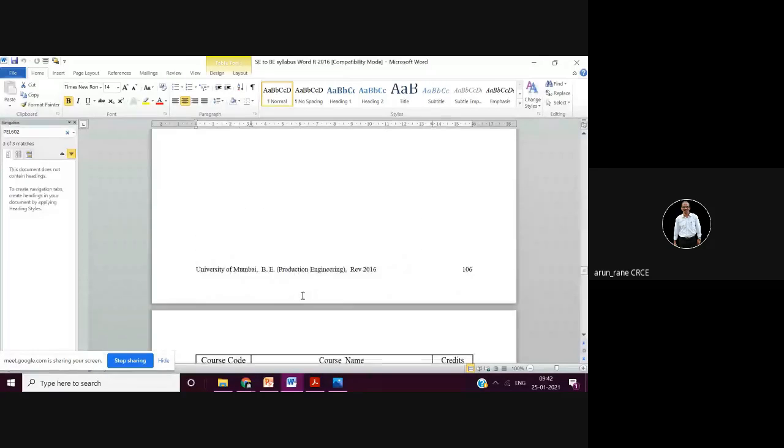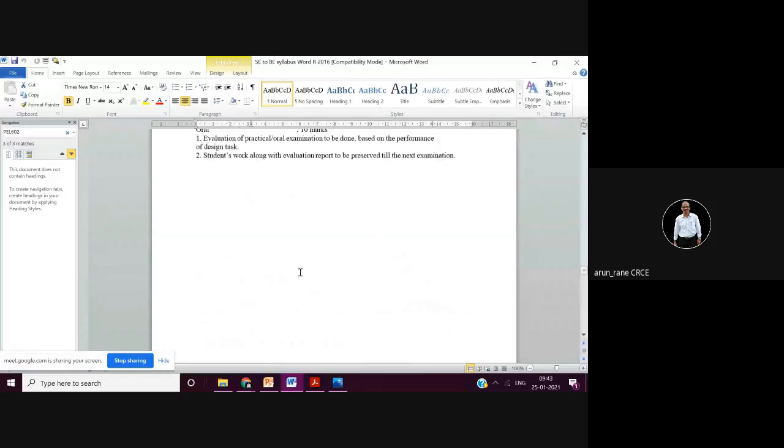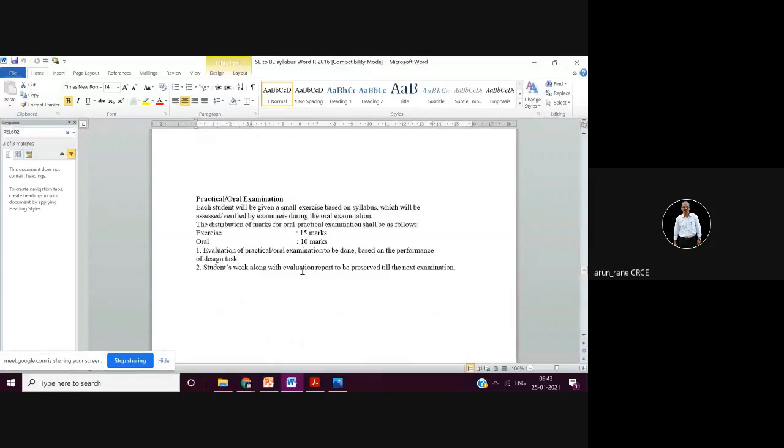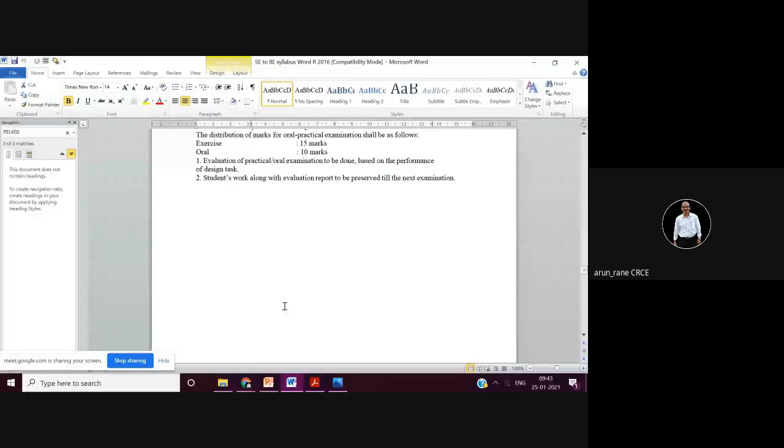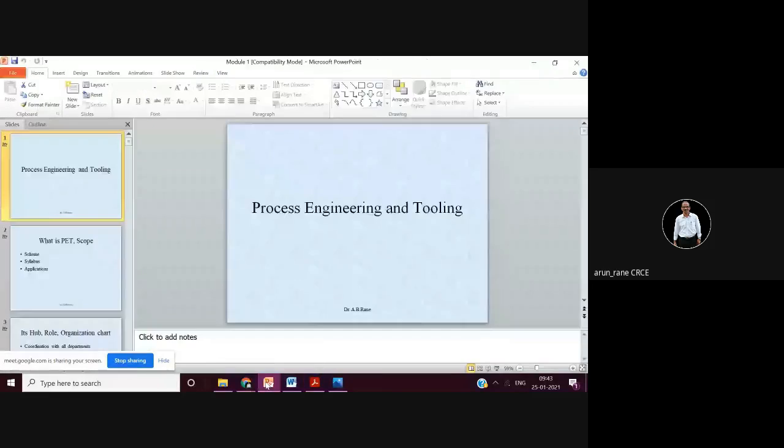So I hope the scheme is clear, then the course objectives, your course outcomes, what the syllabus is, what we are going to learn, and what the assignments will be. I hope everything is clear. So we'll go to our first module, that is process engineering.